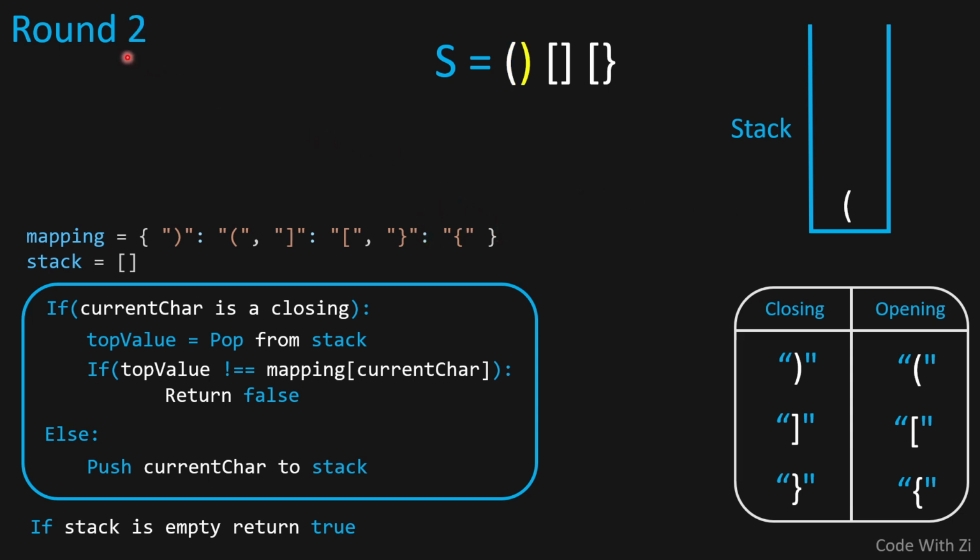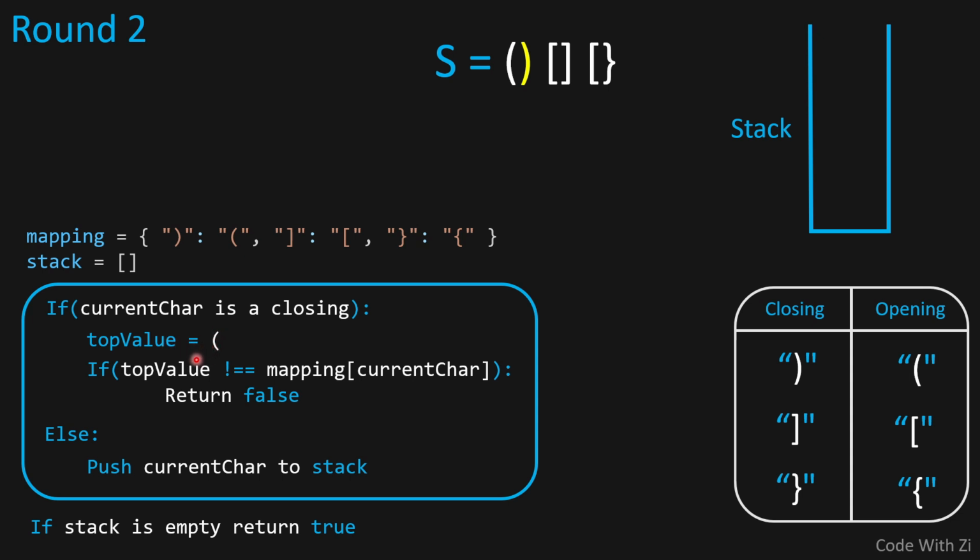In our next round, which is our second round of the loop, we have this closing parenthesis. And we're gonna check if our current character, which is this closing parenthesis, is a closing character. It is. Well, we're gonna get inside of our if statement and we're gonna say pop from the stack. So if we pop from the stack, our top value is gonna be equal to this value here. So let's do that. Now our top value is an opening parenthesis.